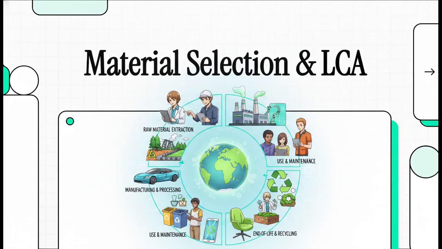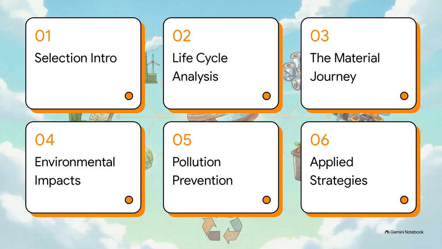So today, we're going to explore the rigorous framework that top-tier engineers and designers use to make choices that are both technically sound and environmentally responsible. Here is our syllabus for today's session. We'll start with a quick introduction to material selection, then dive right into understanding life cycle analysis. From there, we'll trace the material journey, assess the environmental impacts, look at the very real benefits of pollution prevention, and wrap up with applied prevention strategies.